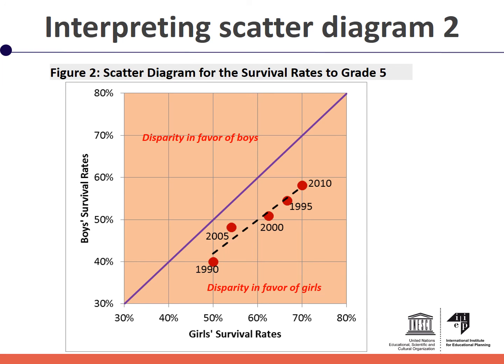This scatter diagram shows the survival rate to grade 5, which is measured by the percentage of pupils out of the cohort that entered into grade 1. We previously saw that the access was in favor of boys, but here girls are favored in survival rates. Therefore, in this example, we can interpret that once girls enter into school, they abandon school less than boys.